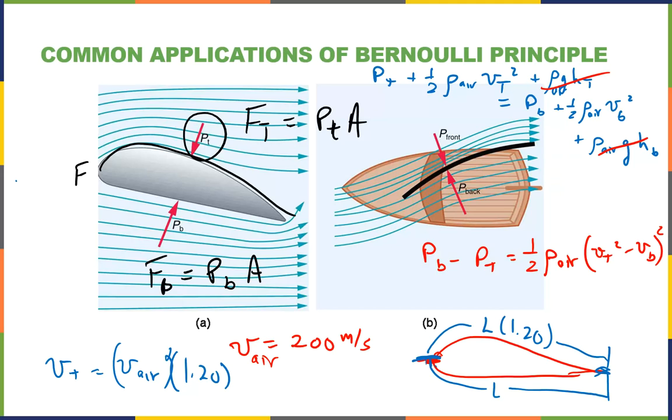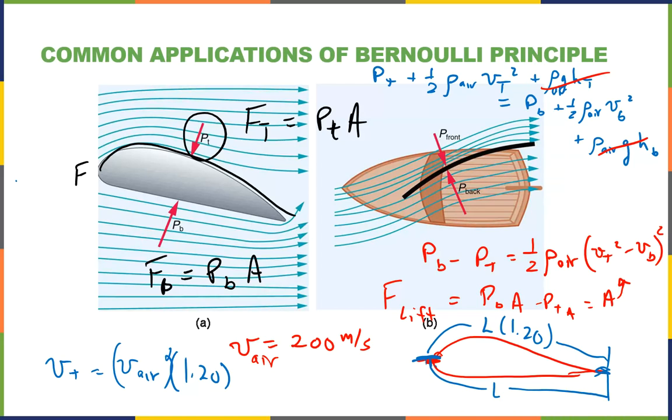How is that going to translate into the lift of the airplane? Simply, net force is equal to the pressure times area on the bottom, minus pressure times area on the top. So the force lift, the net force due to air, equals area times this thing above: area times 1/2 density of the air times the speed of the top squared minus the speed of the bottom squared. Now, of course, speed of the top is just 1.2 times the speed of the bottom in my problem.